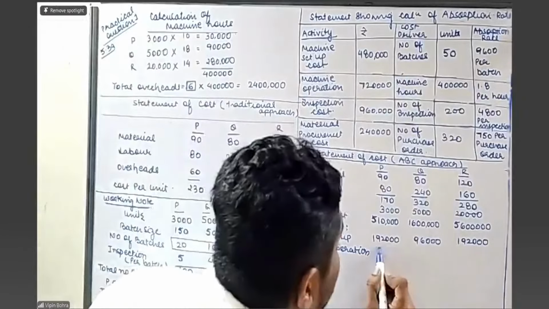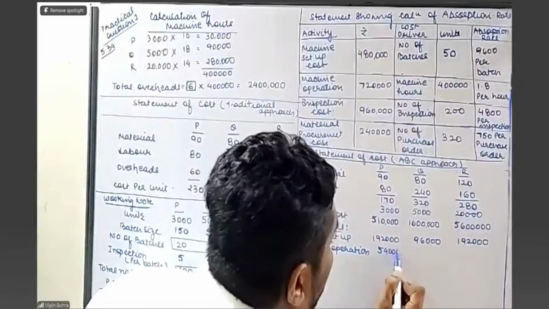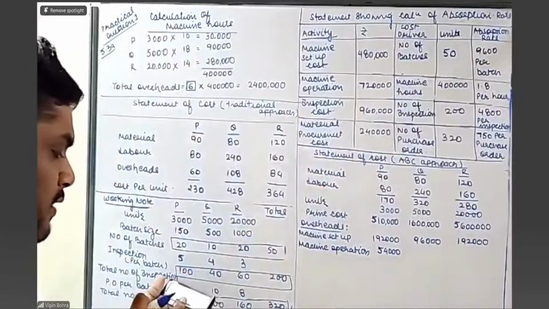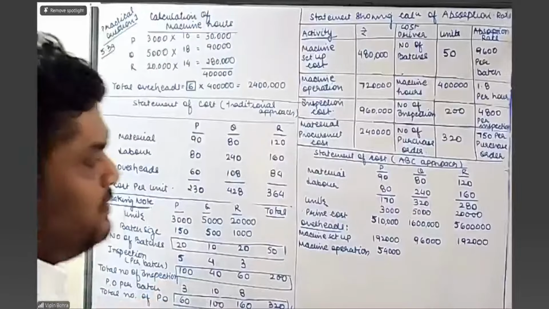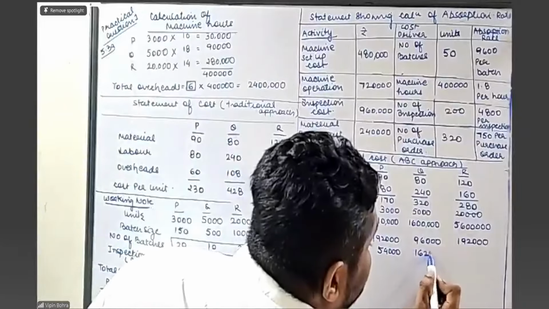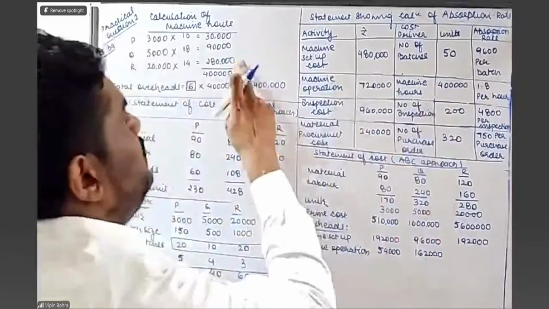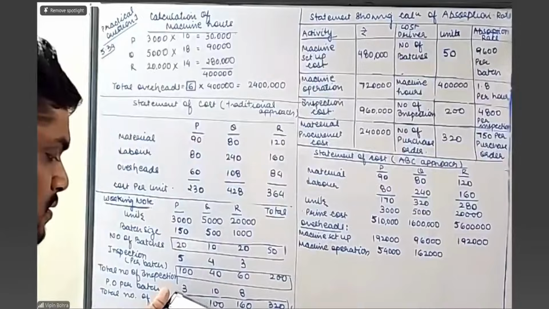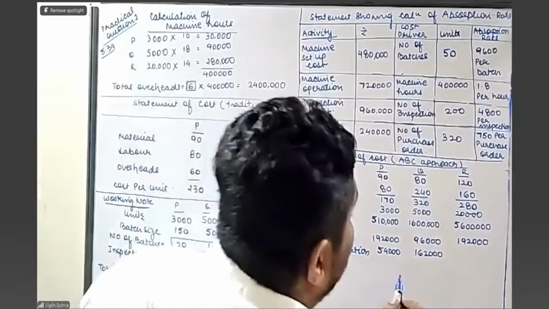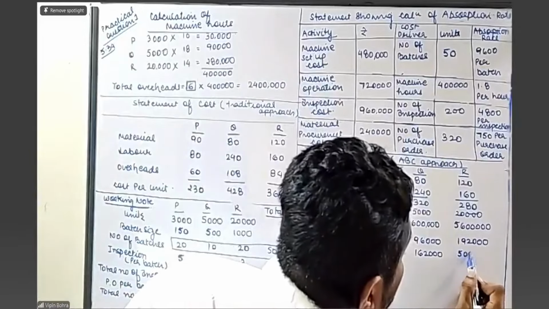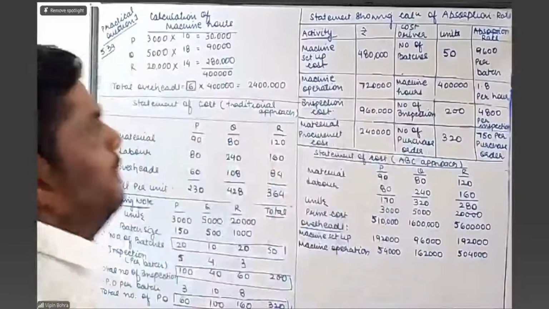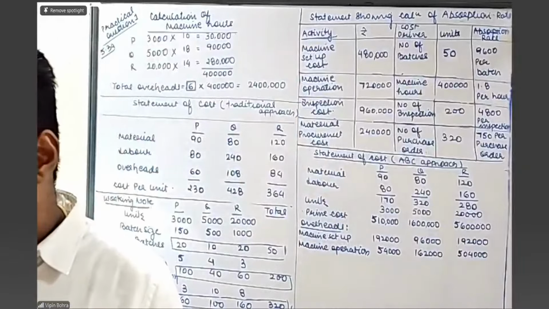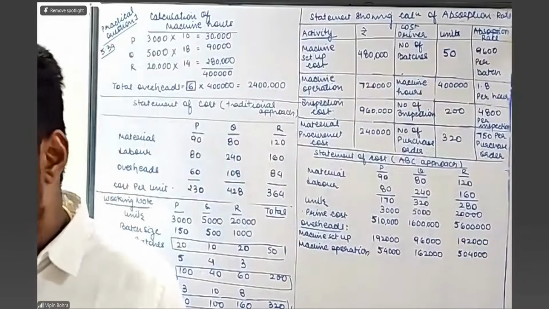So this will be 54,000. Next is 90,000 into 1.8. So this will be 1,62,000, and 2,80,000 into 1.8. This will be 5,04,000. So this is all about machine operation. Very good, Meenu.